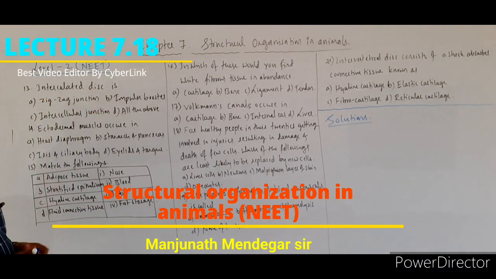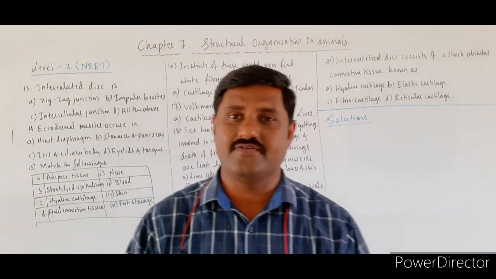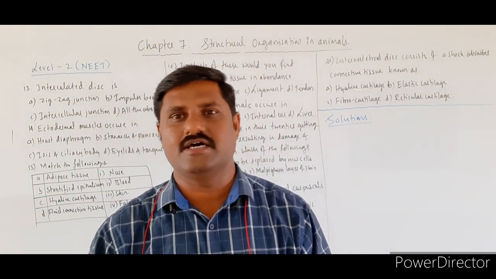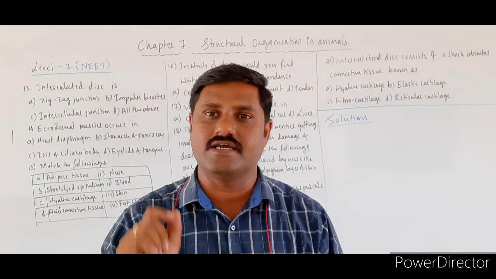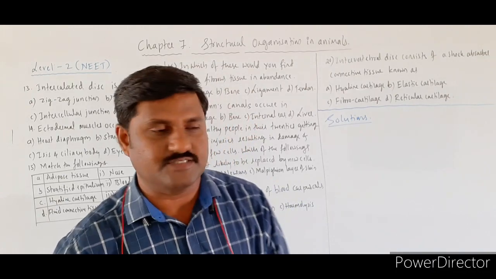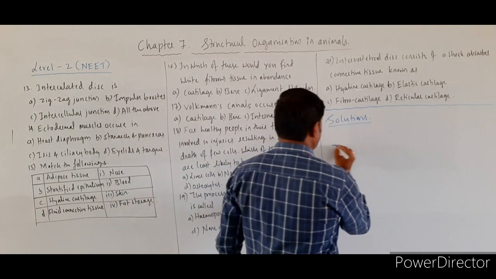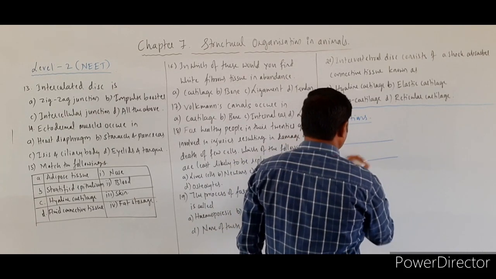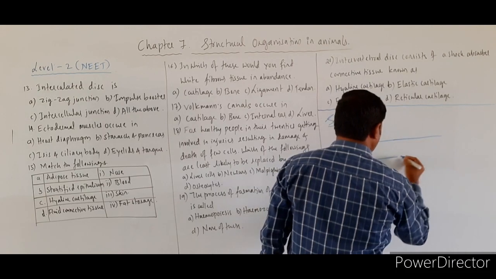Intercalated disc is, what is this intercalated disc? Already I have told you. So these are the intercellular discs that occur in cardiac muscles especially. So I shall draw the diagram related to this one. So these are the cardiac muscles. In between, this is one cell and this is another cell.